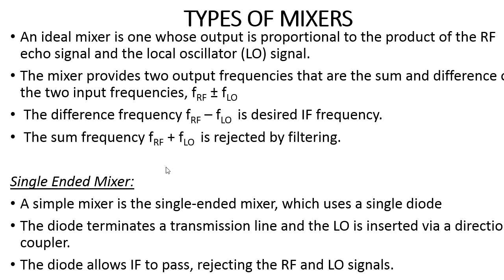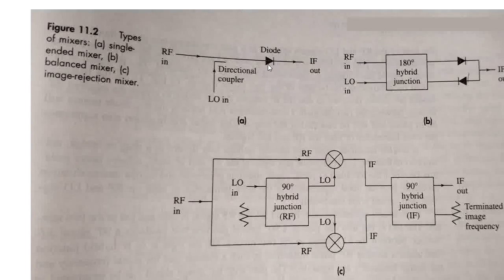And next we are going to discuss the types of the mixer. We have three types of the mixer. The first figure is the single-ended mixer, the second figure is the balanced mixer, and the third figure is the image rejection mixer. In the first figure, the RF input signal is mixed with the local oscillator signal. The local oscillator signal comes through the directional coupler, and both signals are applied to the diode. The output of the diode circuit, that is the single-ended mixer, is the intermediate frequency output.